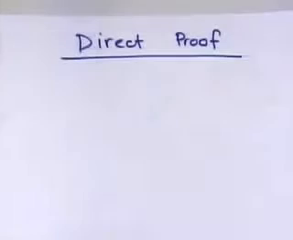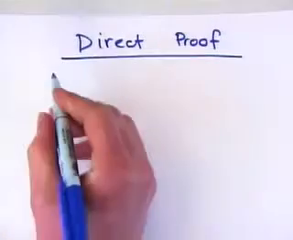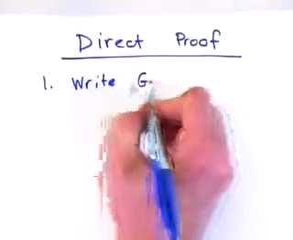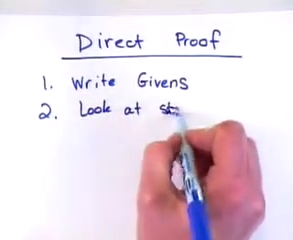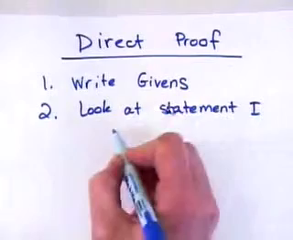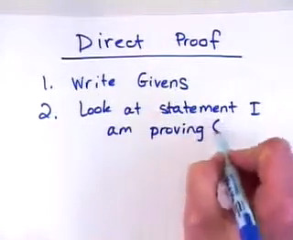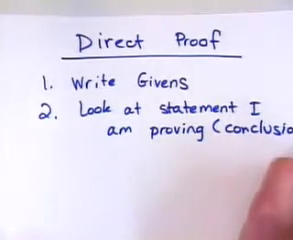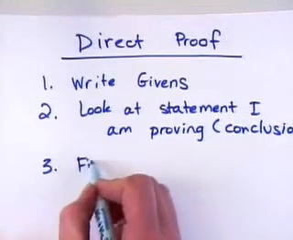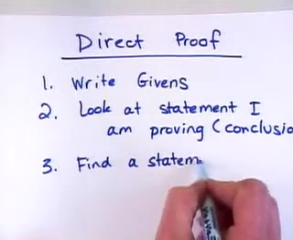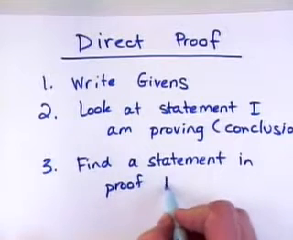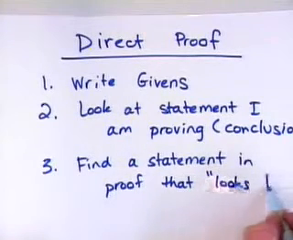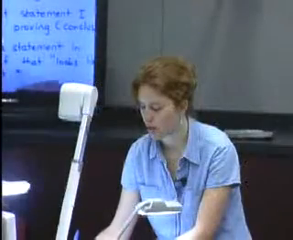So when I'm doing a formal proof, a direct proof, the first thing I do is write my givens. And the second thing I do is look at the statement I'm proving. I'll just call that the conclusion. Then I find a statement in the proof. At this point, it's a statement in the givens, but in general, we're going to be using this rule. So we're going to find a statement in the proof that looks like what I'm proving.